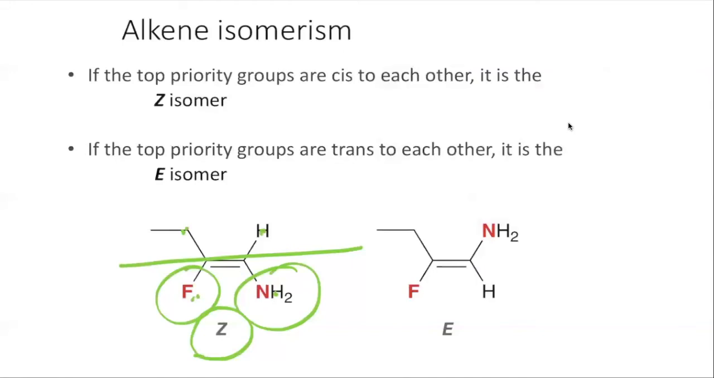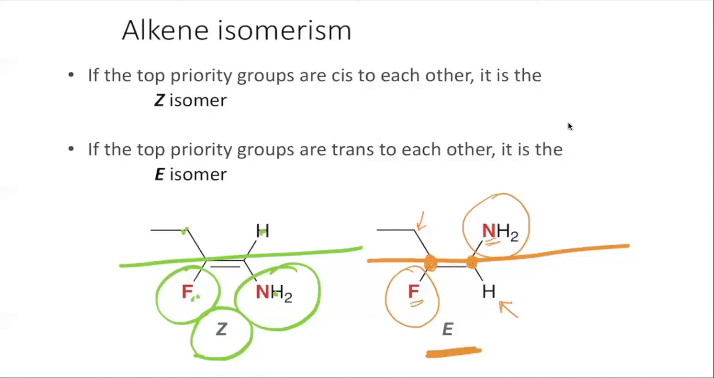Alternatively, if we look at the E example, here's our double bond. If we look at the priorities off the first carbon, fluorine wins over carbon. And if we look at the second carbon, nitrogen wins over hydrogen. And so these two groups are on the opposite side of the double bond. So this compound with them opposite is E, and the compound with them on the same side is Z. It comes from the German word zusammen, which means same, and entgegen, which means opposite.